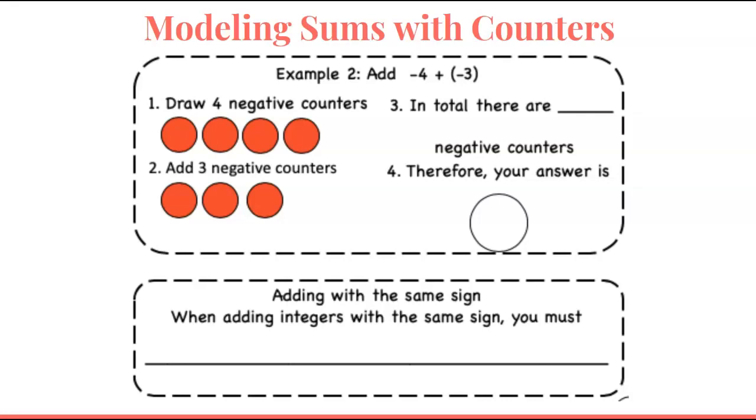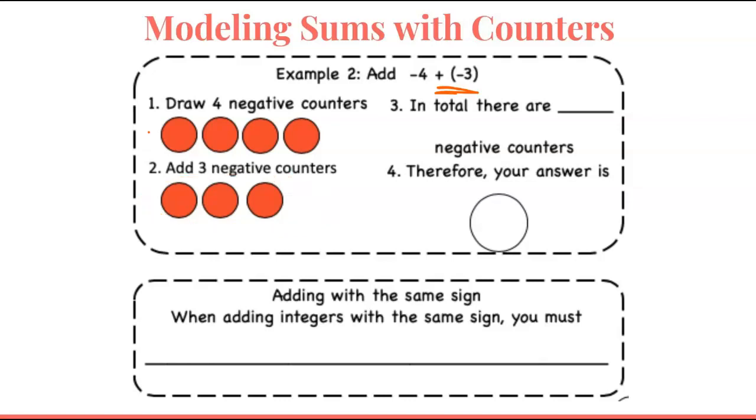Okay, we do model this the exact same way we would model with positive counters. So we have negative 4 is what we're going to start with. So I've drawn here 4 negative counters. Okay, and then we want to add or combine 3 more negative counters. So we draw in 3 more negative counters there.